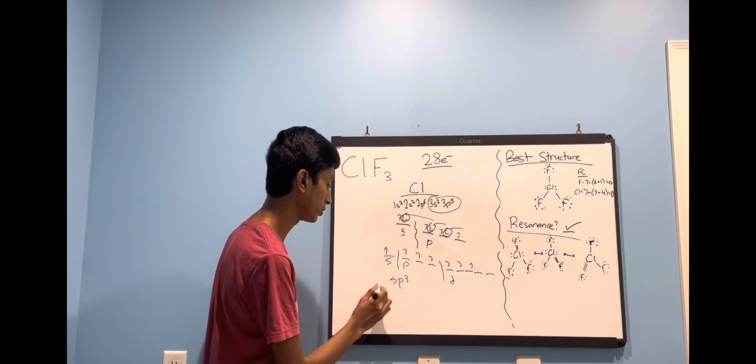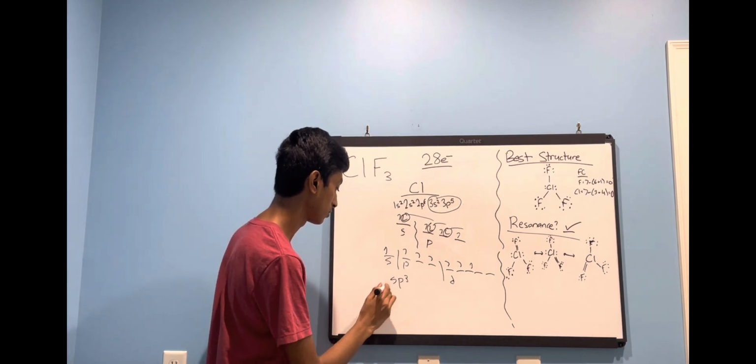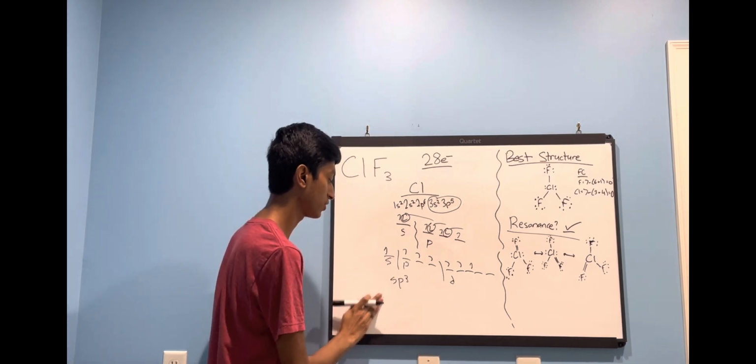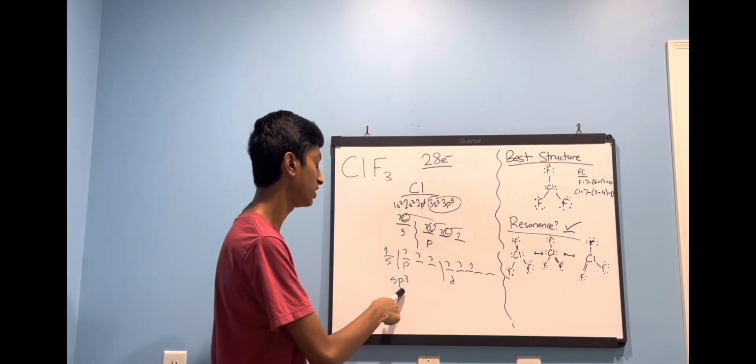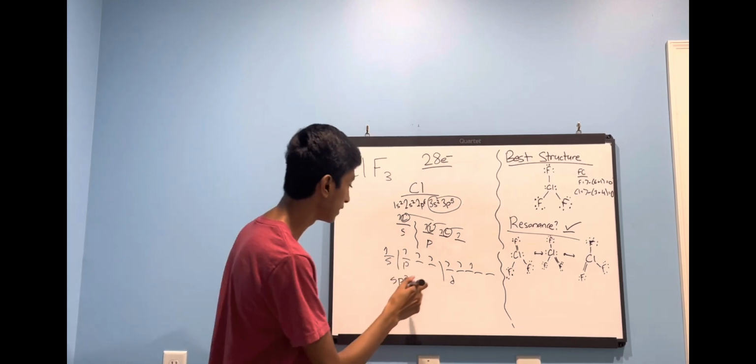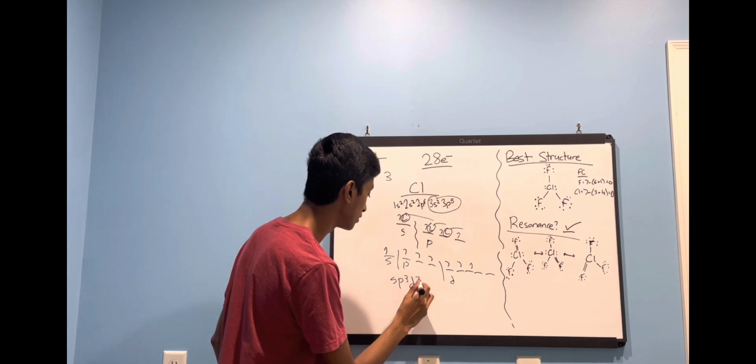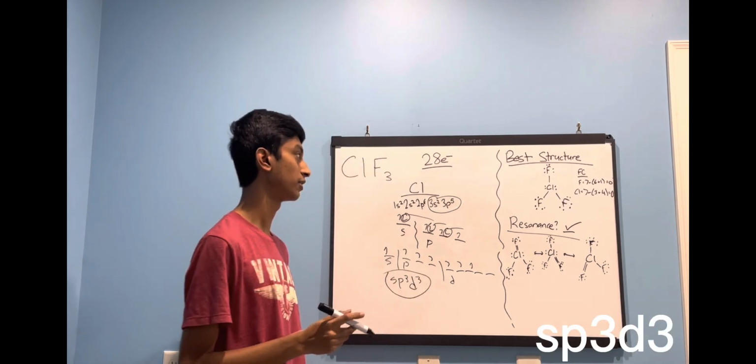So it will become sp3d3. We can write s1, but that's the same thing, it's just s. Then p3, because it has 3, and then d3. So that's the hybridization of chlorine.